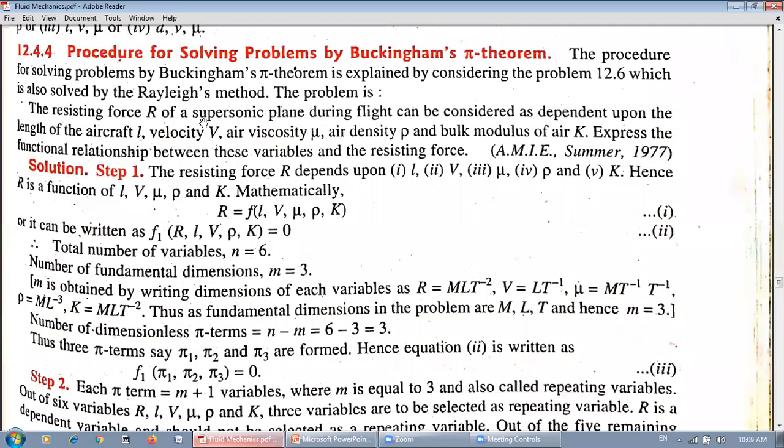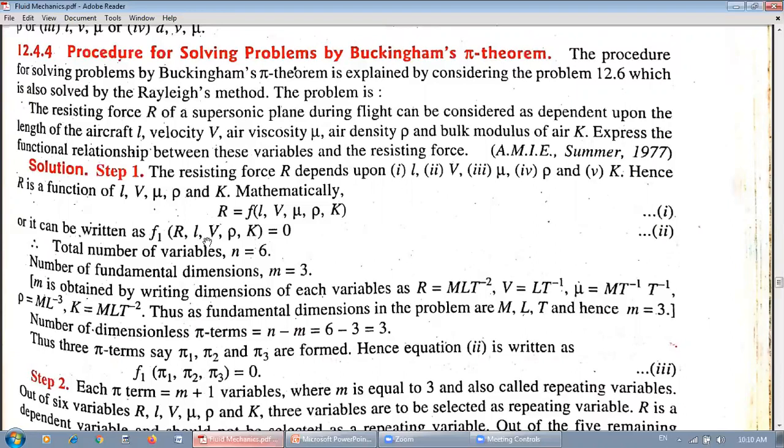Resisting force R of a supersonic plane during flight can be considered as dependent upon the length of the aircraft L, velocity V, air viscosity mu, air density rho, and bulk modulus of air K. So these, length of aircraft, velocity, viscosity, density, and bulk modulus of air K, are the independent variables. They want to express the functional relationship between these variables and the resisting force. Again, this question was asked in AMIE Summer 1977.